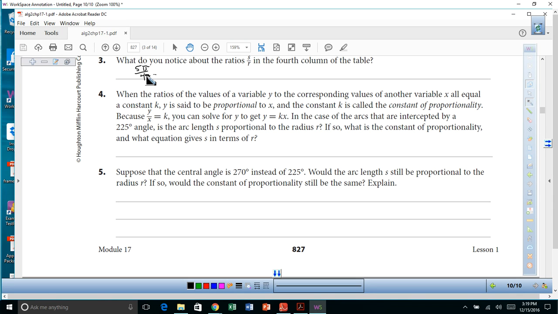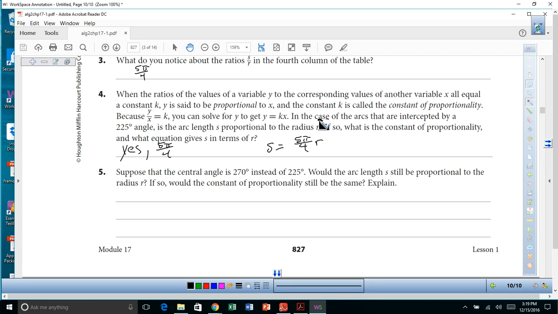In the case of arcs that are intercepted by a 225-degree angle, is the arc length S proportional to the radius R? Yes. If so, what is the constant of proportionality? Well, in this case here, it was 5 pi over 4. And what equation gives S in terms of R? So S equals 5 pi over 4 R.